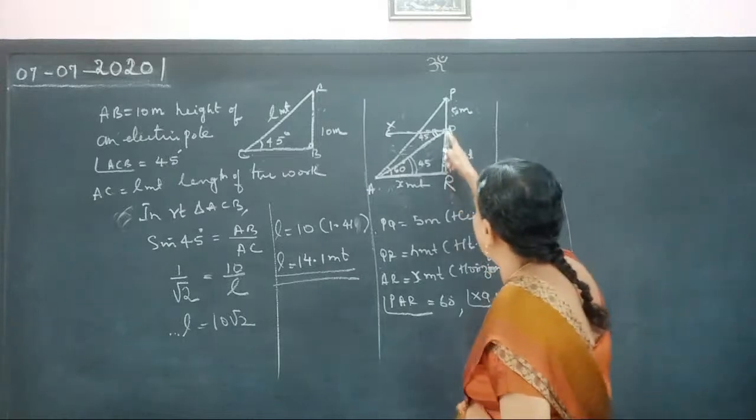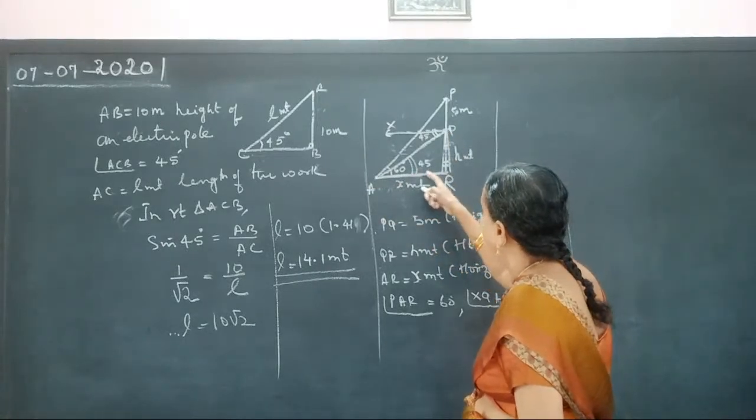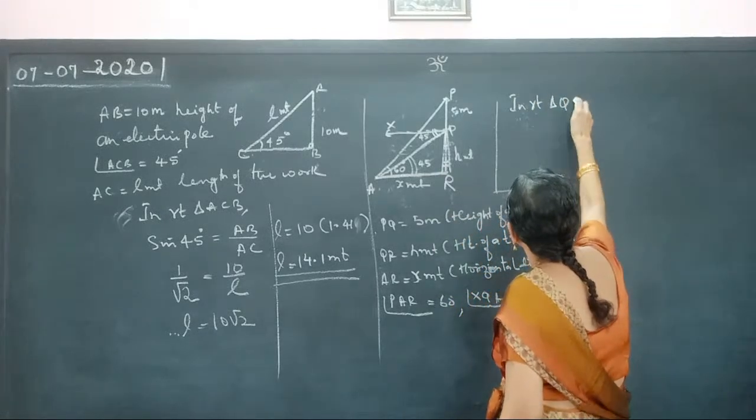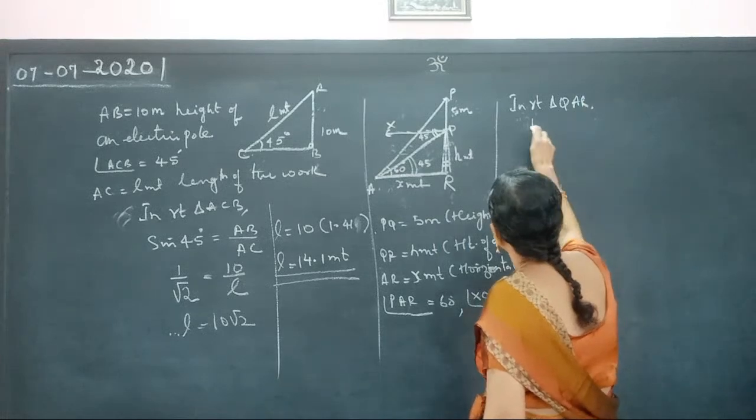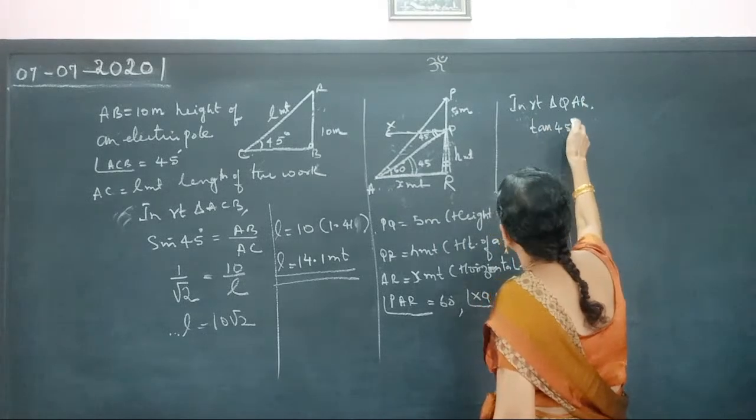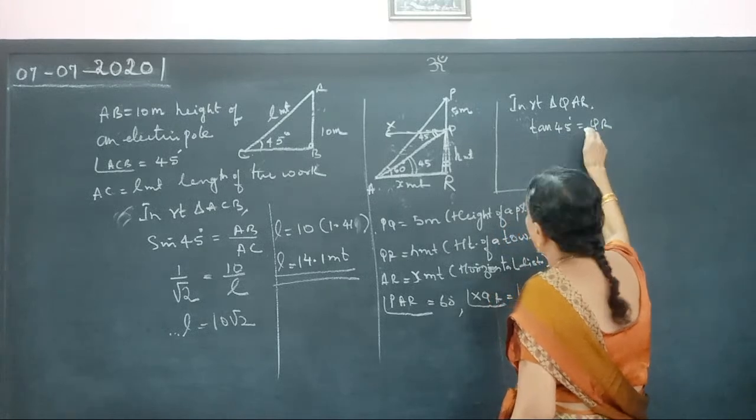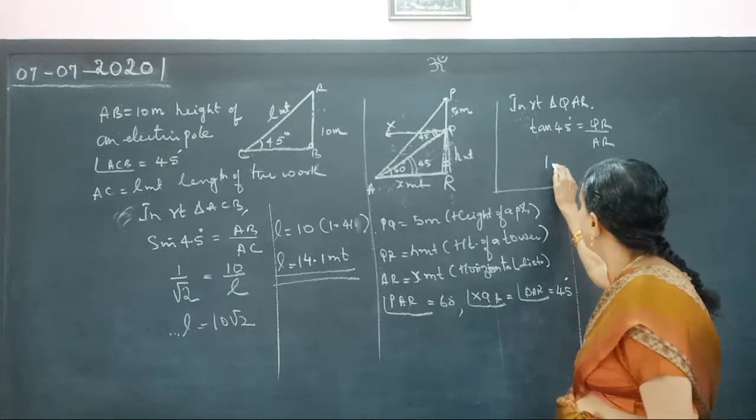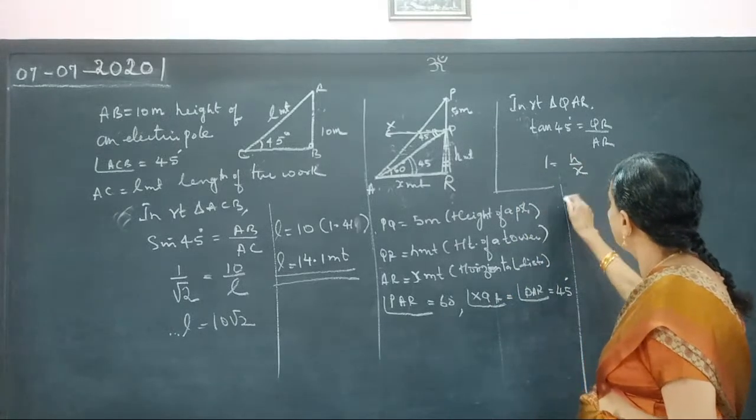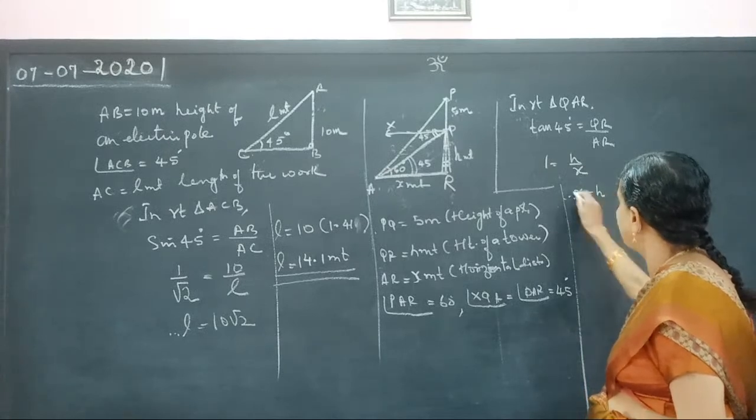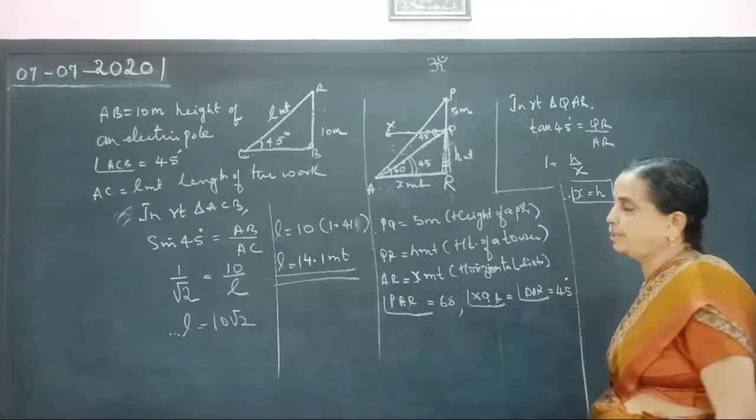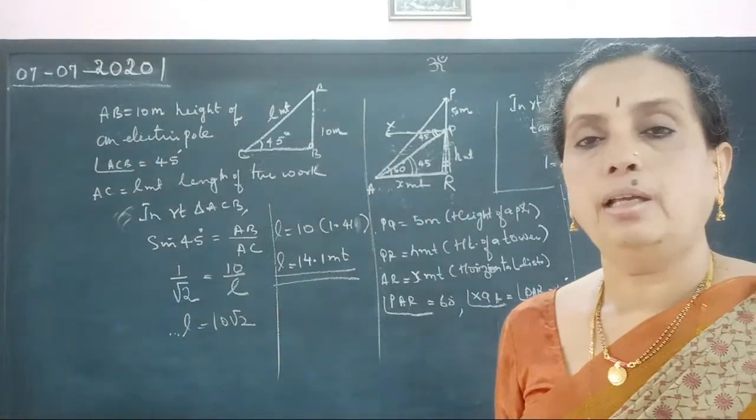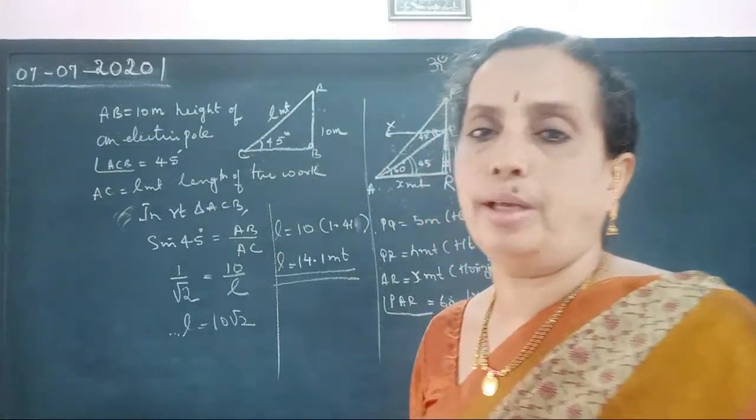So let us consider the small triangle here. It is 45 degree. In right triangle QAR, tan 45 degree equals QR by AR, where tan 45 value is 1 equals h by x, therefore x equals h. This is the first result. Later, when we consider the next right triangle, for x you can substitute h value.